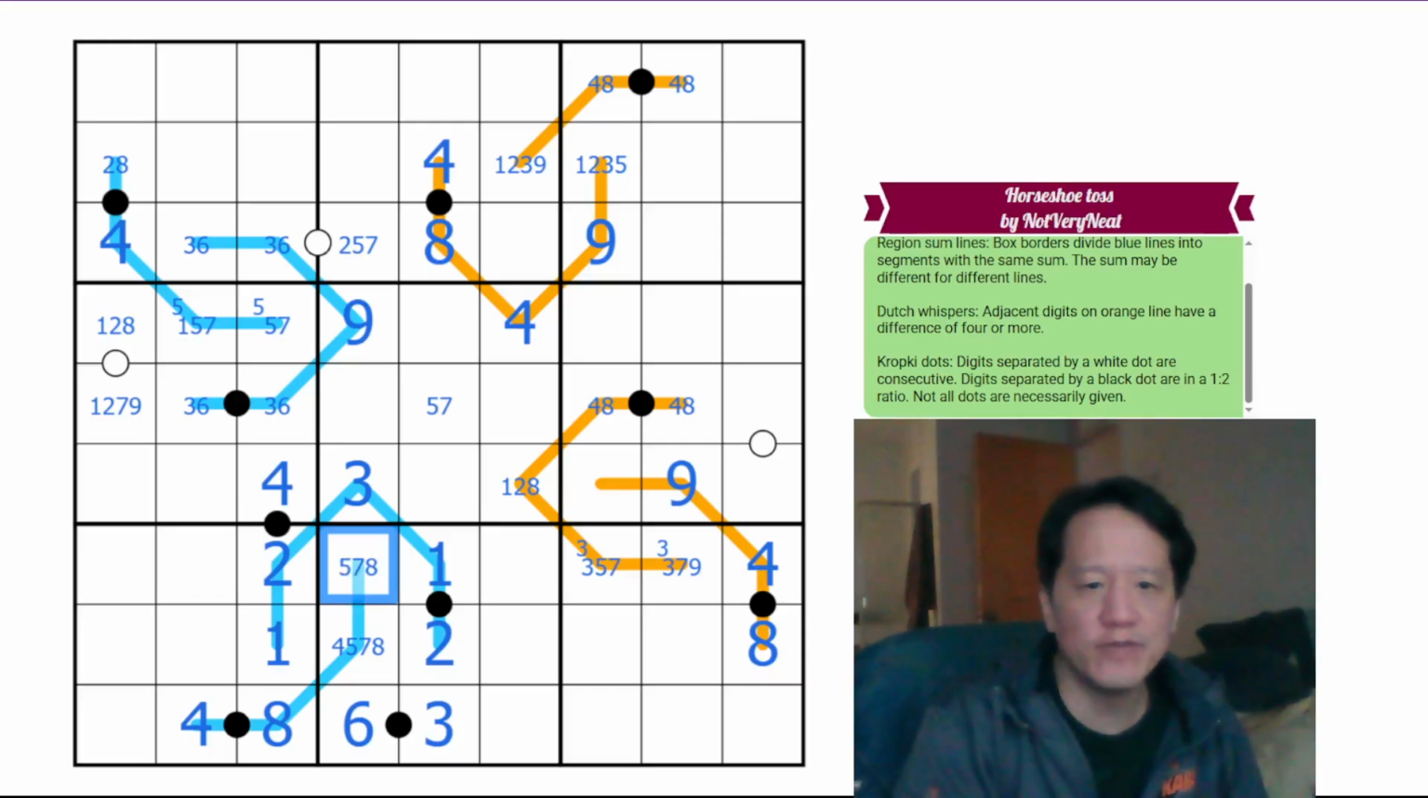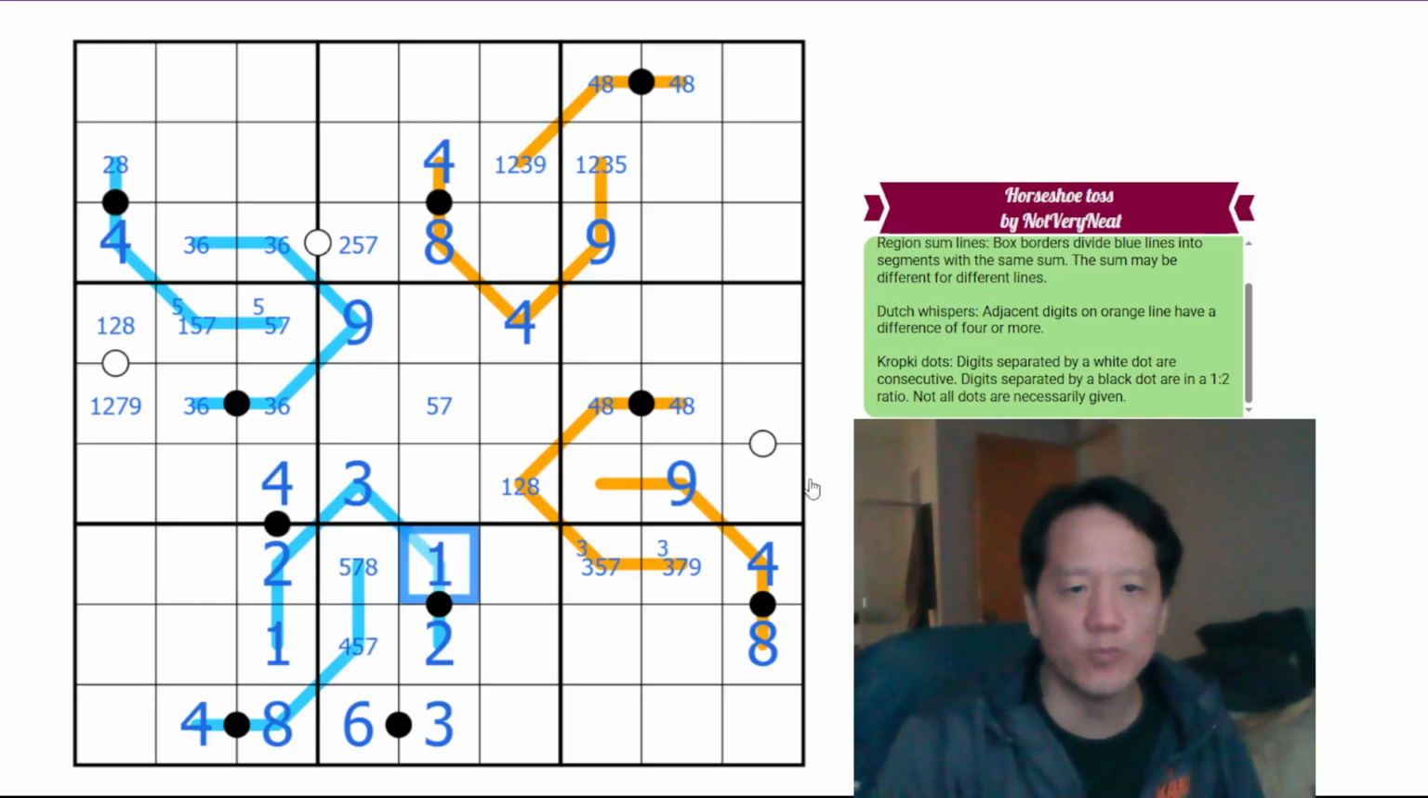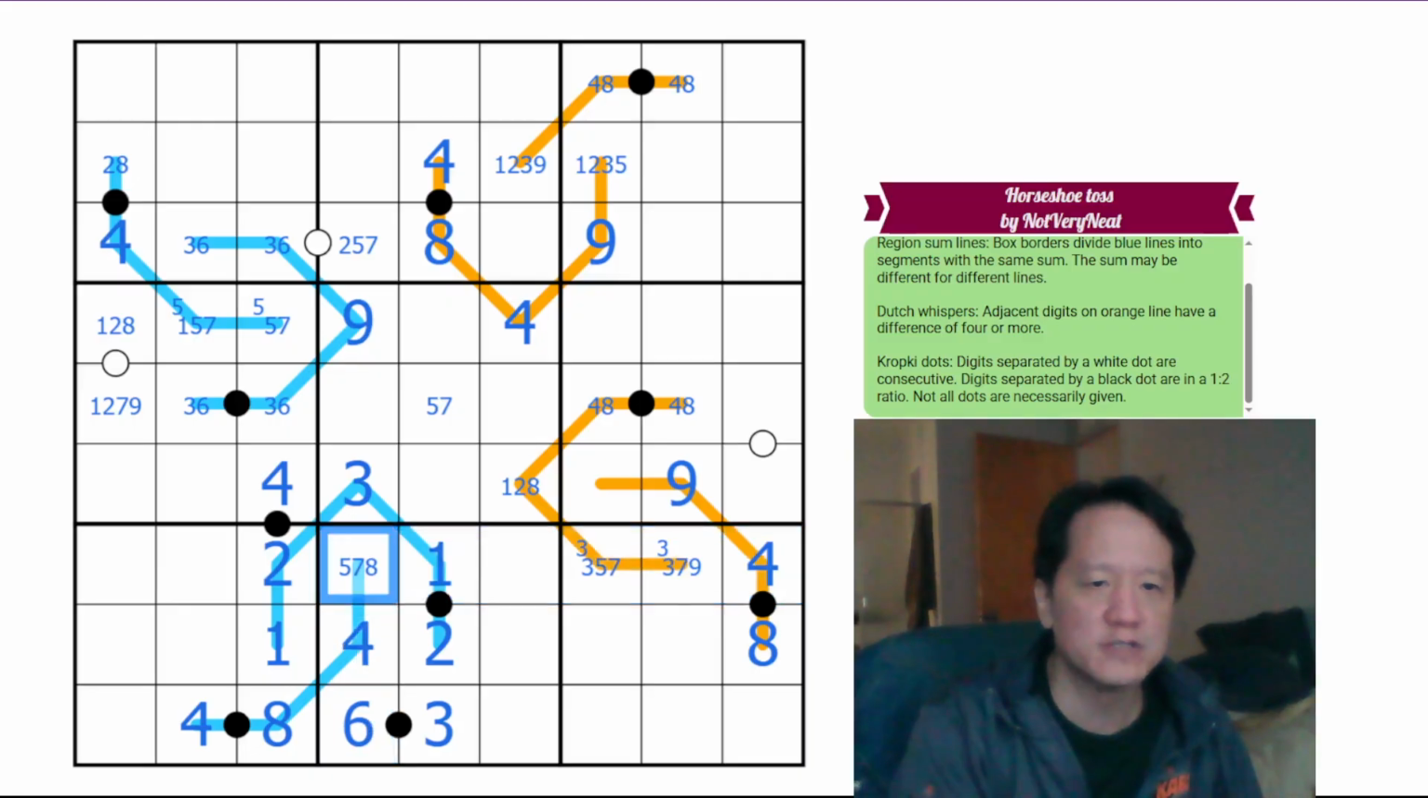This cannot be 4 here. This can't be 8. But where is the 4 in column 4? Can't be here because of 4 in the boxes, and this can't be 4 because of 4 in the row. This is filled out, so this must be 4 here, which makes this 4 and 8 adding up to 12, to add up to the same sum as this sum.